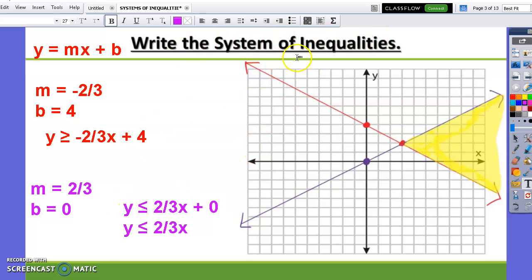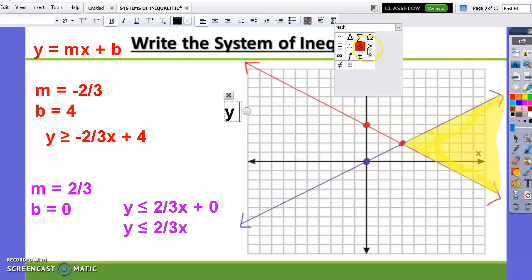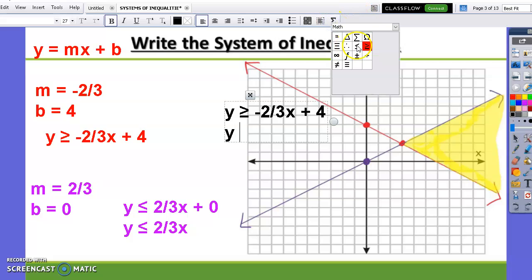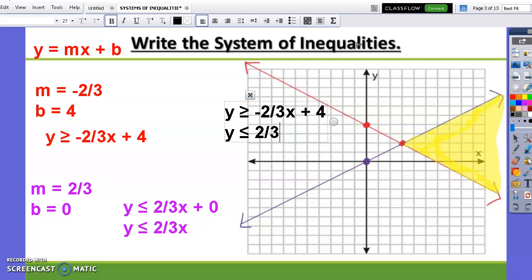So my system of inequalities here, my answer to this is y is greater than or equal to negative 2 over 3x plus 4, and y is less than or equal to positive 2 over 3x. And there you have it. That's your system of inequalities that goes with this graph. Let's see the next example.